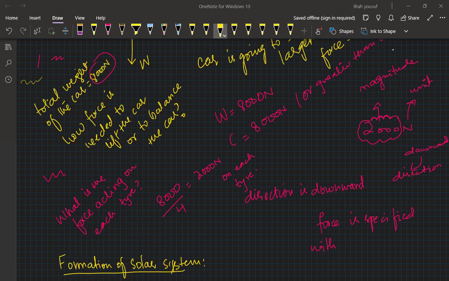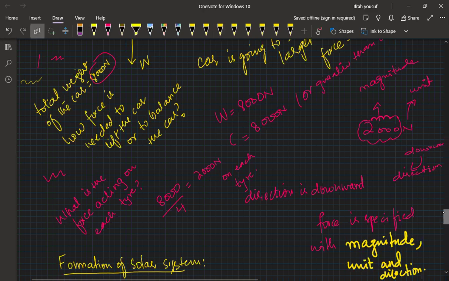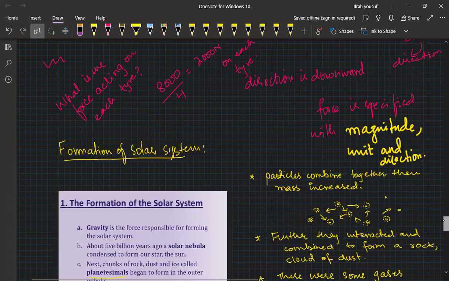All right, so force is specified with magnitude, unit, and direction. And forces always act in pairs. Okay, forces always act in pairs. I hope this is clear to you.